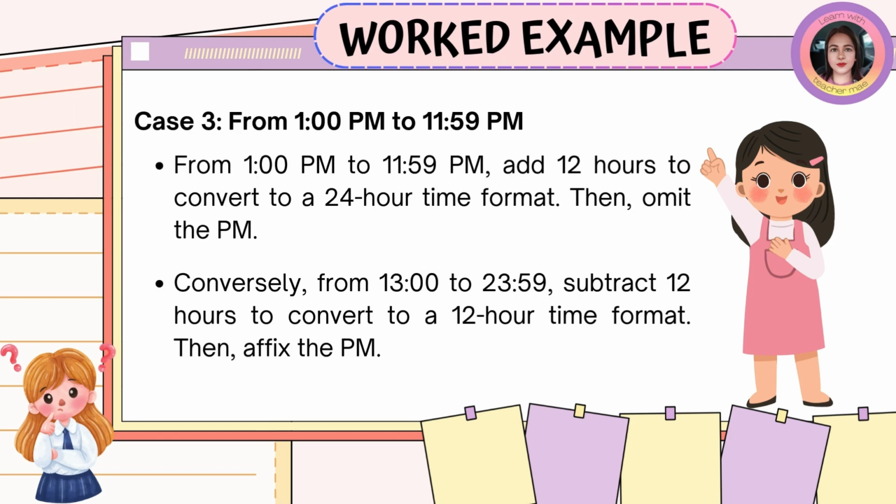Case number 3, from 1 o'clock p.m. to 11:59 p.m. From 1 o'clock p.m. to 11:59 p.m., add 12 hours to convert to a 24-hour time format. Then, omit the p.m. Conversely, from 1300s to 23:59, subtract 12 hours to convert to a 12-hour time format. Then, affix the p.m.